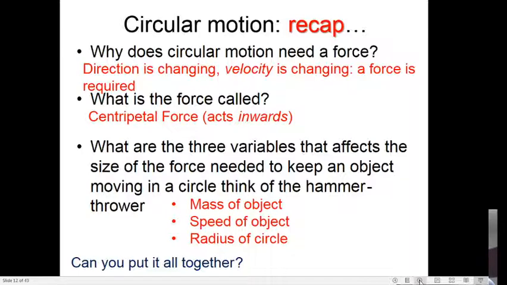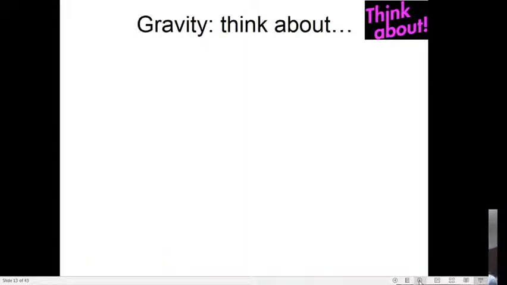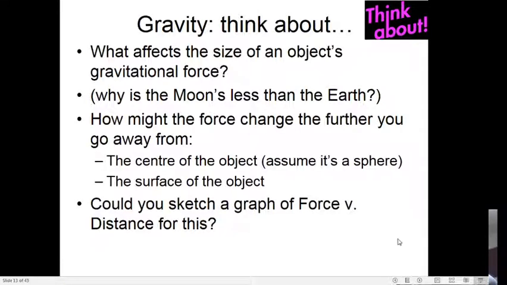If you didn't, please go back and dig that out, because it is important for the rest of what we do in this module, in this particular lesson. Okay, but that's important stuff. So we think about in gravity, what affects the size of an object's gravitational force? And hence why is the Moon's gravitational force less than the Earth's? It's about 1/6.